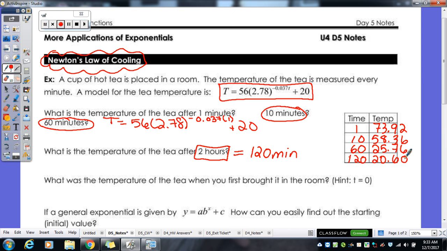I've done it before. I come to school, I'll make myself a cup of coffee or a cup of tea, and then I accidentally leave it in the office, and I go and I teach my classes, and then I come back and it's cold. It's not hot tea anymore.